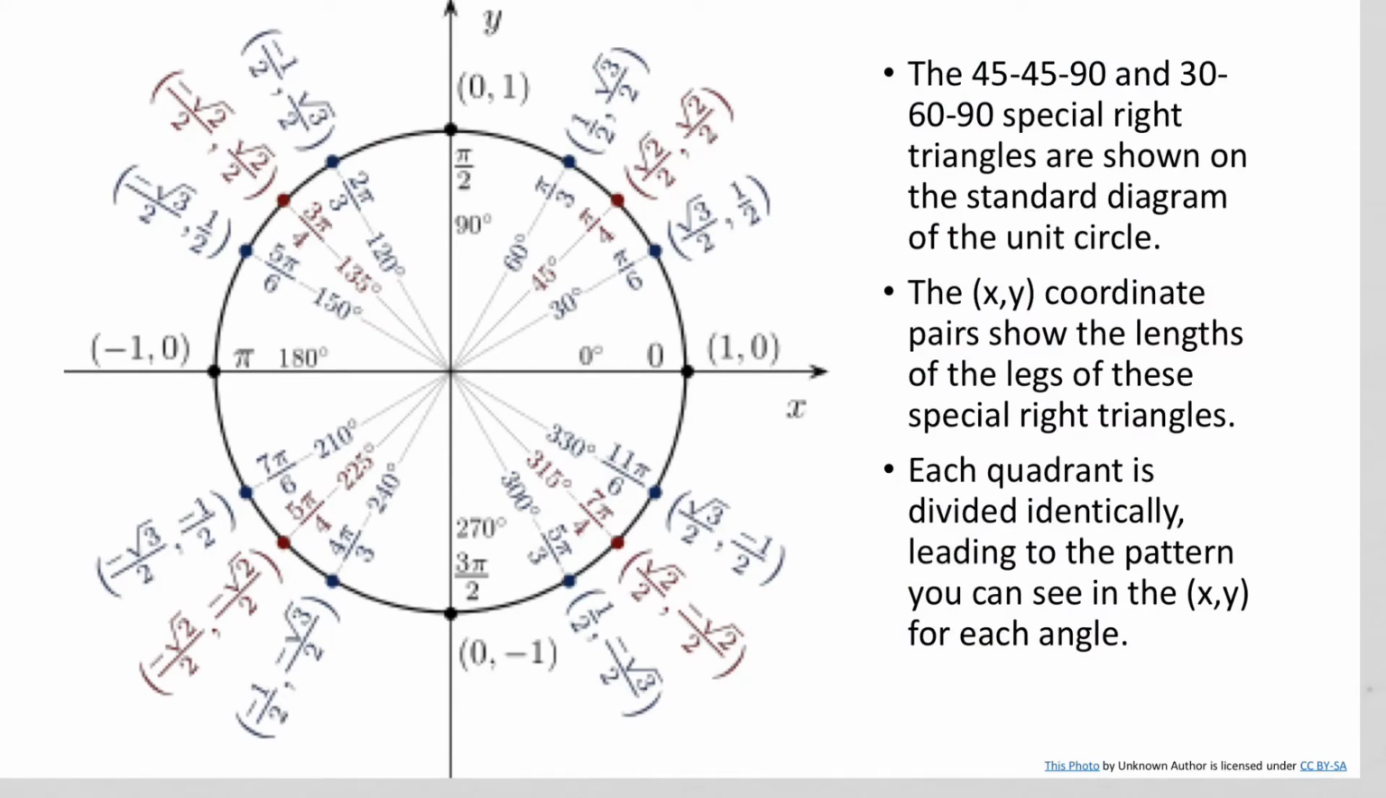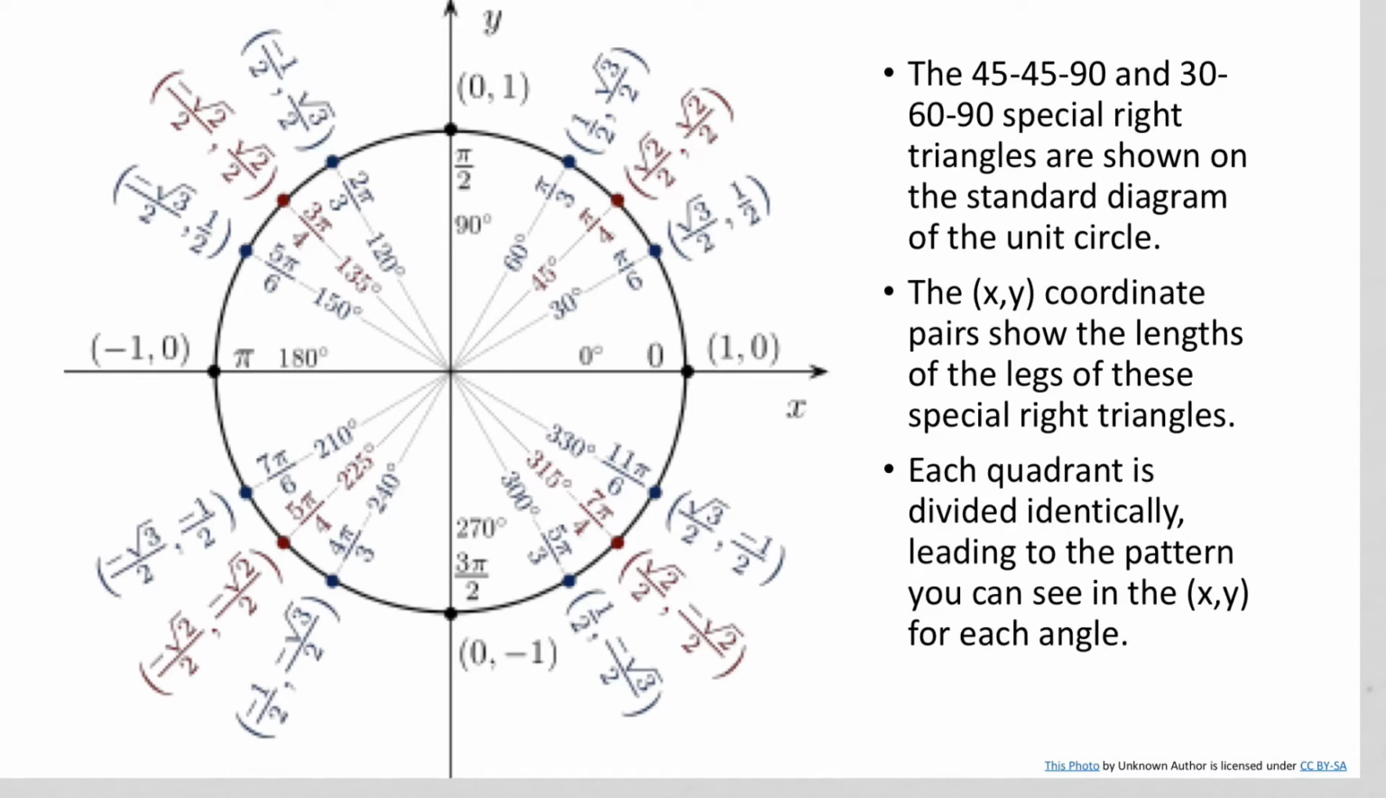So this diagram here is your standard depiction of the unit circle. Now it looks a little busy, but you get used to it after a while. You can see this in pretty much any trig book or all over the internet. If you're searching for a unit circle, this is generally how it's going to look.